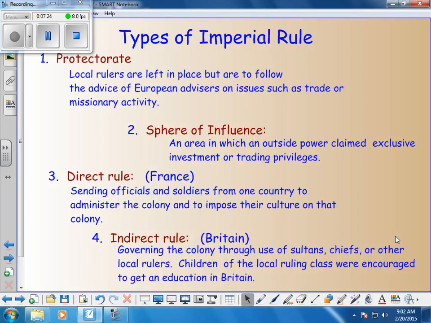And it did work to a small degree, but there is going to be an issue with the controlling classes. These kids come back and they want their nation to be self-ruled, not ruled by Britain. So it works and it doesn't work. We'll go into more as we get into India. We'll talk more and more about this indirect rule.